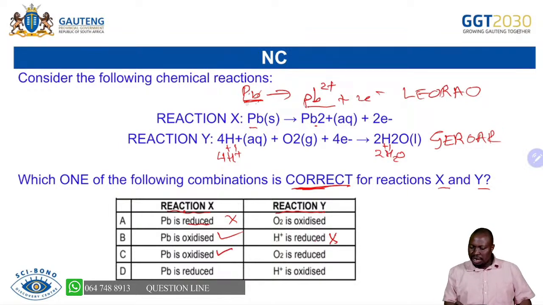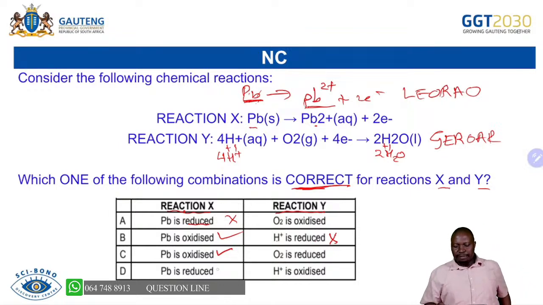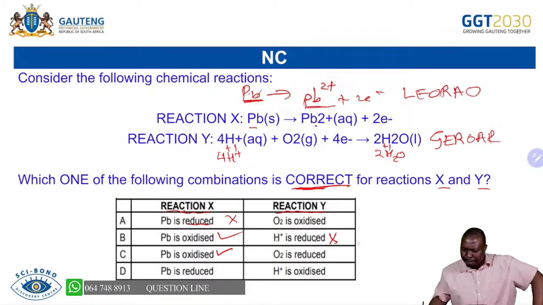It means it has increased from Pb to Pb2+. We agree with that statement. But the next statement says O2 is reduced. Let's go and check. Is O2 reduced or what happened there?